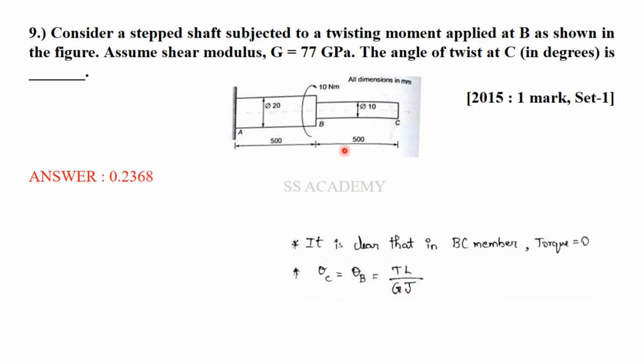Just by substituting, don't substitute 1000, we have to substitute just 500, because the twist occurring at this cross section will be the twist occurring at this section also. So substitute T into L by GJ, where T is 10 newton meter and L is 500 millimeter and G is 77 gigapascal. Convert it into millimeters, that is 77 into 1000 megapascal, and J is pi by 32 d power 4. We know that d is 20 mm. So substitute all these values, you will be getting theta C. Remember, you will be getting it in radians. They have asked in degrees, so convert it into degrees, you will be getting 0.2368.